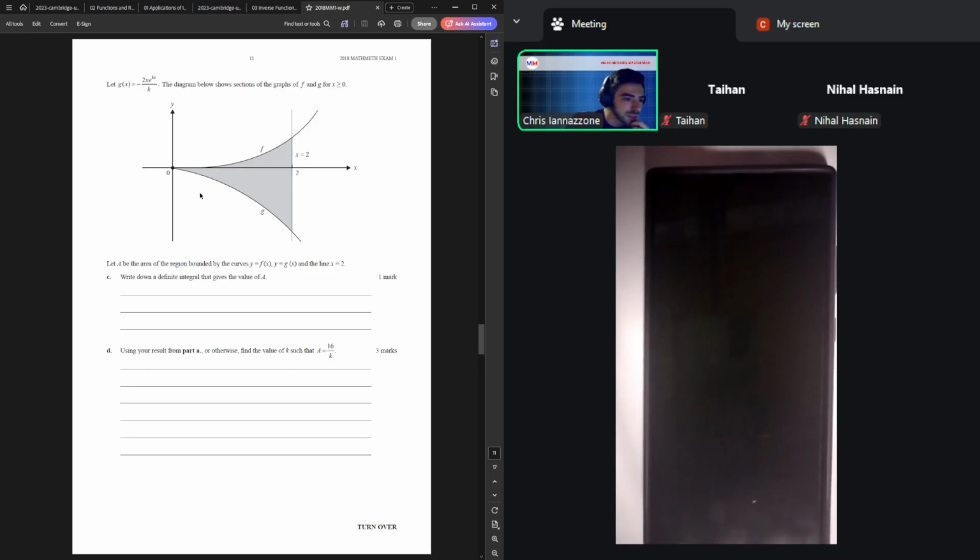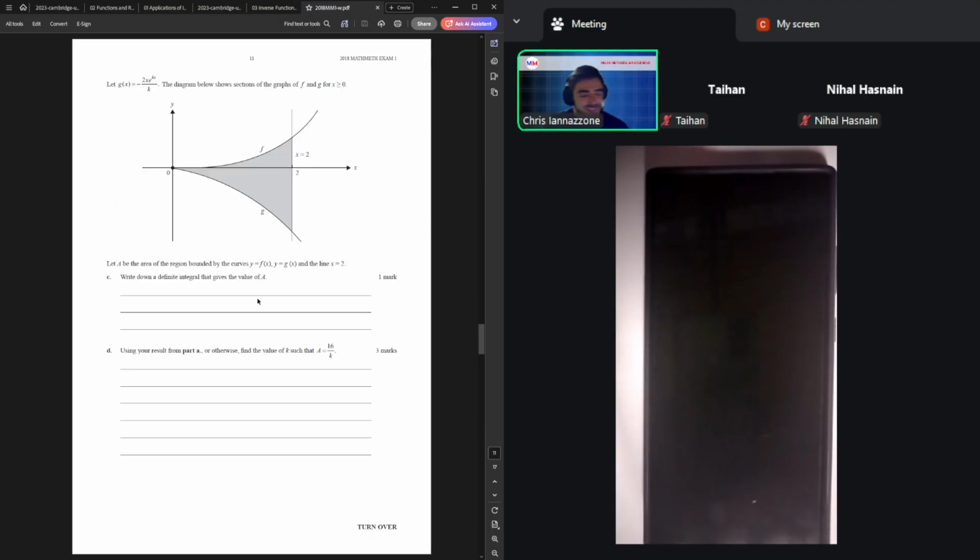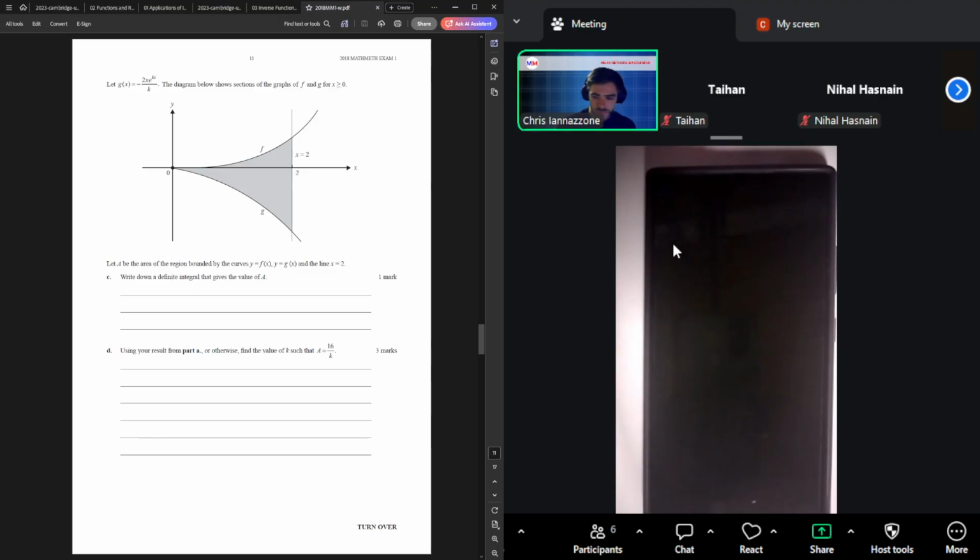Well, F is above G. So you do top take bottom from 0 to 2. That's why there's only 1 mark. You can very quickly see what that's going to be. Top, bottom, and this x equals 2 is going to be your cutoff there. Now this function's obviously a bit complicated. I'm assuming something in the previous part's going to help you out with actually evaluating that. But yeah, this sort of stuff does show up tech-free. Fair enough.